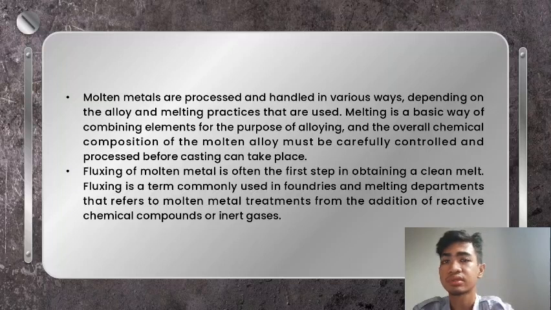Okay, next is fluxing. Fluxing of molten metals is often the first step in obtaining a clean melt. Fluxing is a term commonly used in foundries and melting departments that refers to molten metal treatment from the addition of refractory chemical compounds or inert gas. The various fractions of molten metal are fluxed with additives, either singly or in combination.